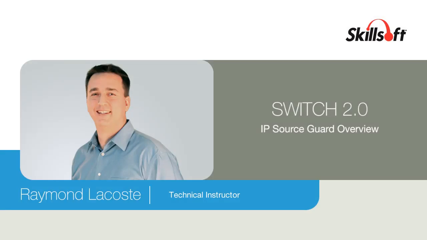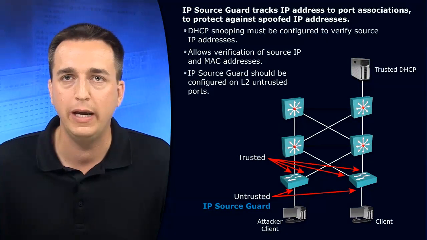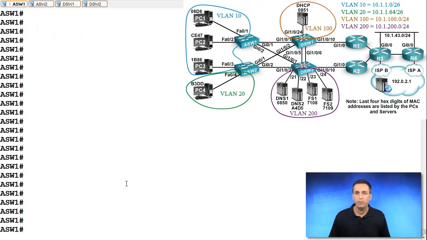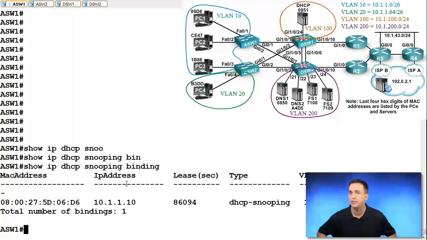When you set up DHCP snooping, a binding table is created. Let me show you that binding table. On ASW1 DHCP snooping setup, show IP DHCP snooping binding. In this case, we only have one binding, and that is PC1's MAC address to IP address. It's the only binding we currently have.